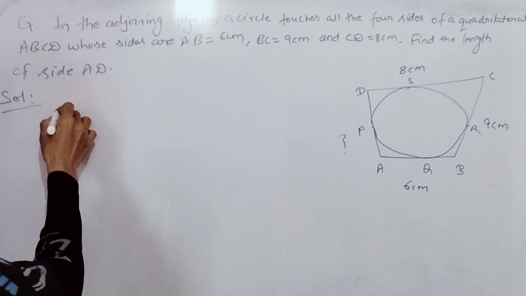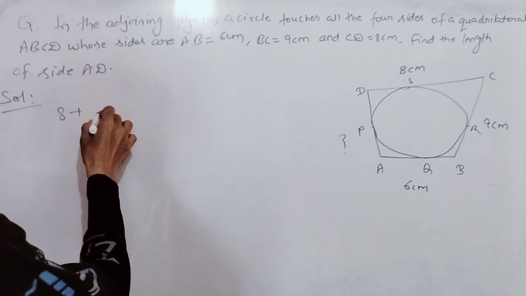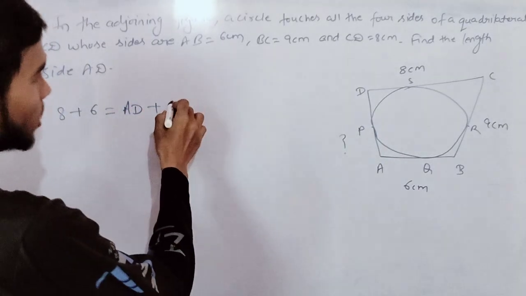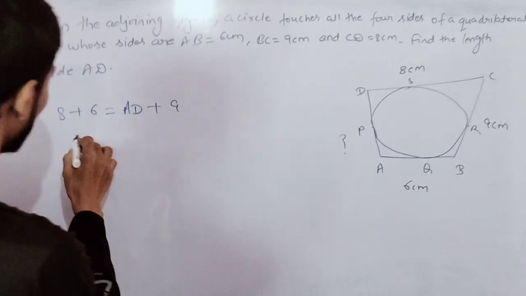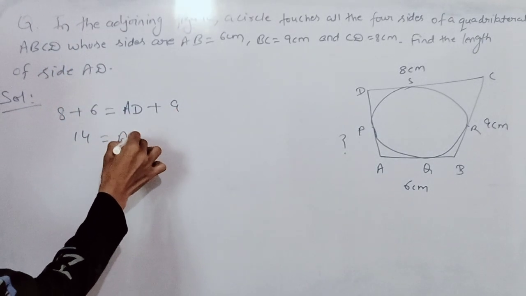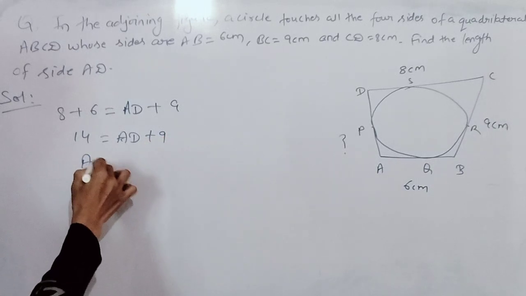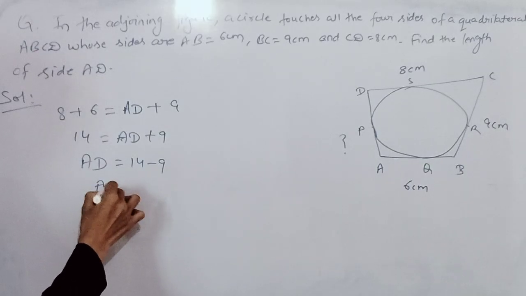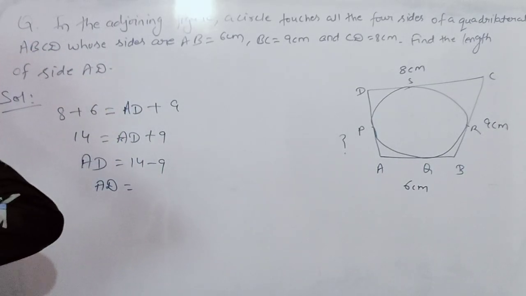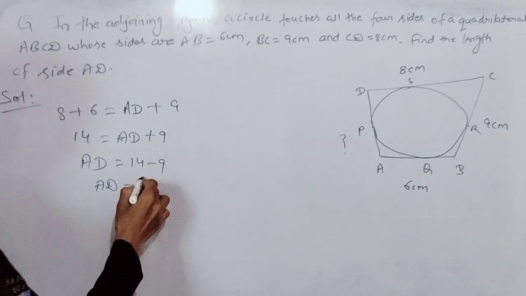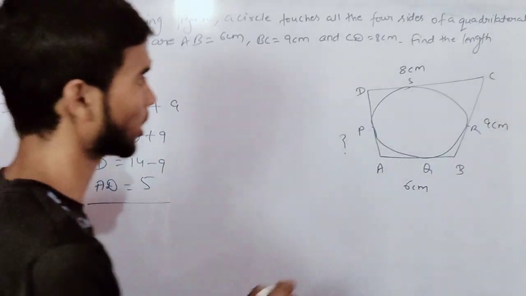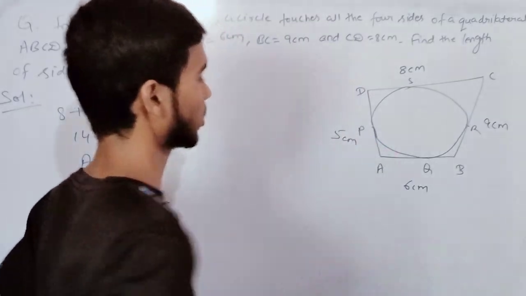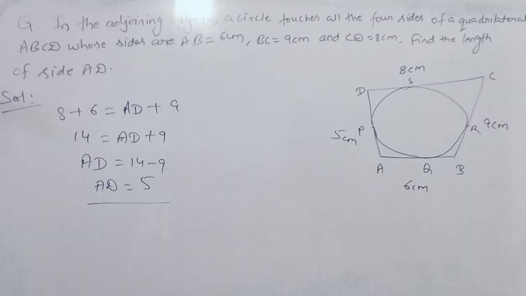So here easily you can say 8 plus 6, AD plus BC. This is 9 centimeter. 8 plus 6 is 14, equals AD plus 9. So finally 14 minus 9. AD is how much? 5. Okay. So finally AD came as 5 centimeter. Clear? AD came as 5 centimeter.